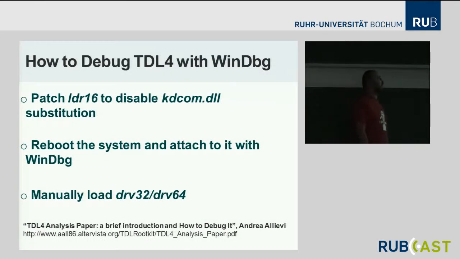Okay, how can we debug TDL4 with Windows Debugger? It's an interesting question, because Windows Debugger is the main tool for debugging and researching the Windows kernel, and if you can use it, you can reverse some techniques of this rootkit and build some practice on how it works. First, patch LDR16 to disable the kdcom substitution. Next, reboot the system and attach with Windows Debugger. And you need to manually load the malicious driver, because at this point, LDR16 doesn't load the malicious code. More information is in this paper, and another technique is described in this paper.